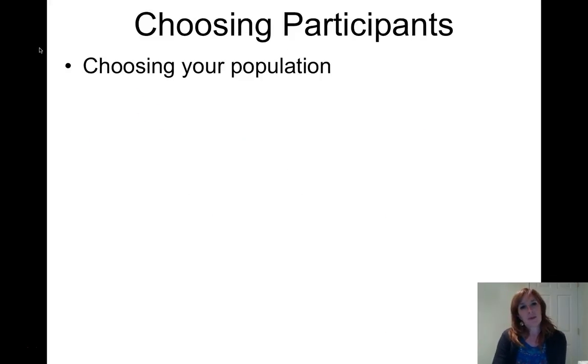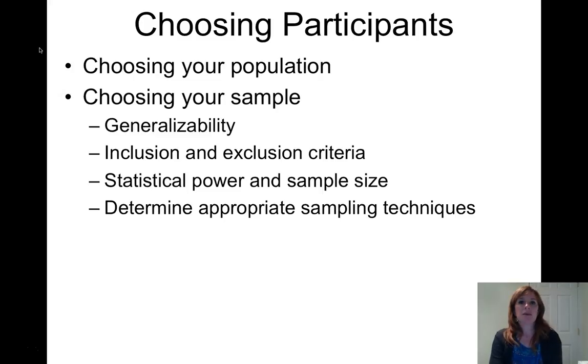We also want to think a lot about choosing participants. Your book talks about choosing the population as your first step in that 9-step research process. They have choosing your sample a bit later in that whole process, but you want to think about whether your sample will be generalizable to a larger population, what your inclusion and exclusion criteria will be, so who is allowed to participate in your study and who is not.